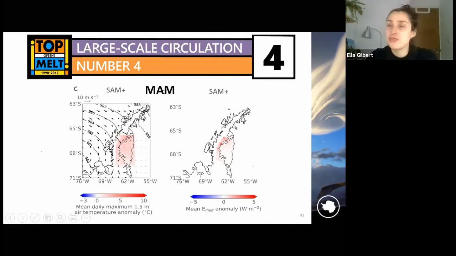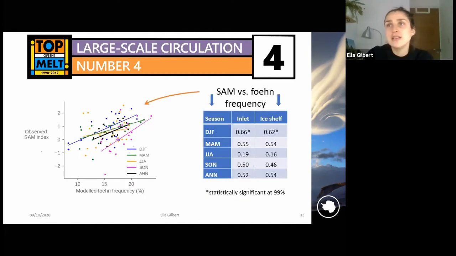So we can assume or infer that the SAM and possibly the effect of Fern that it has this effect on melting, but we can do one step better, and we can try and look at the relationships between observed SAM and Fern frequency. So this table is showing you the correlation coefficients between the observed SAM index and the modeled Fern frequency for different seasons and then annually.